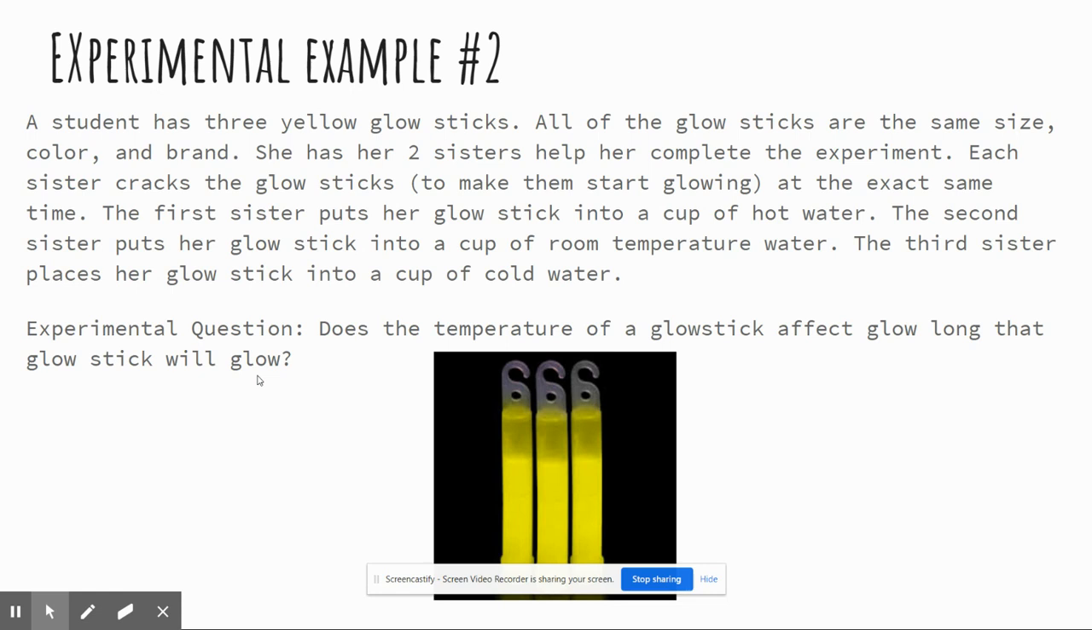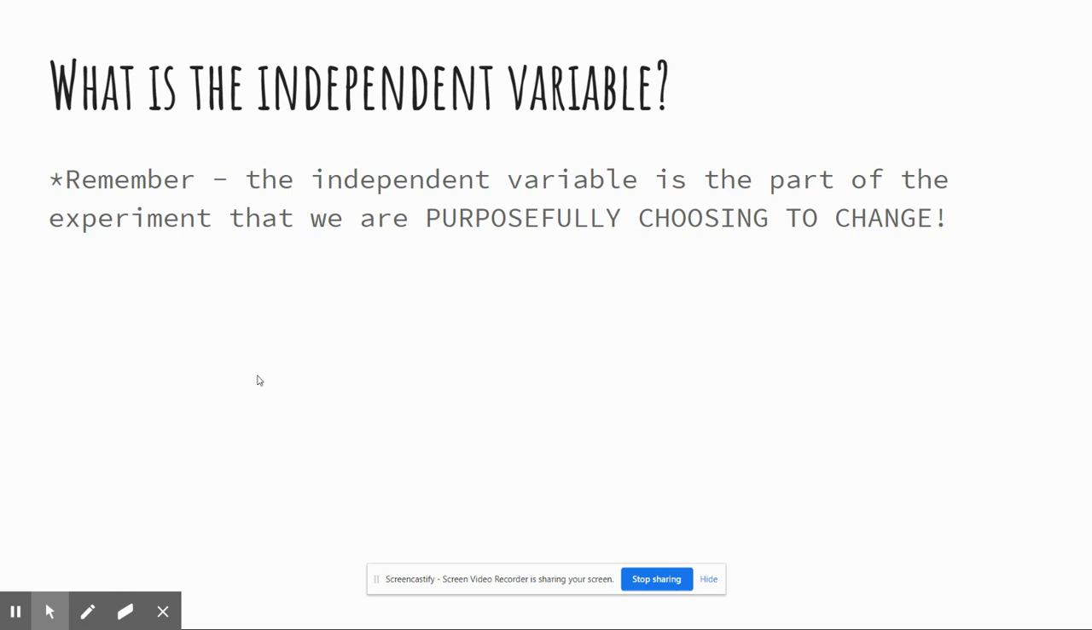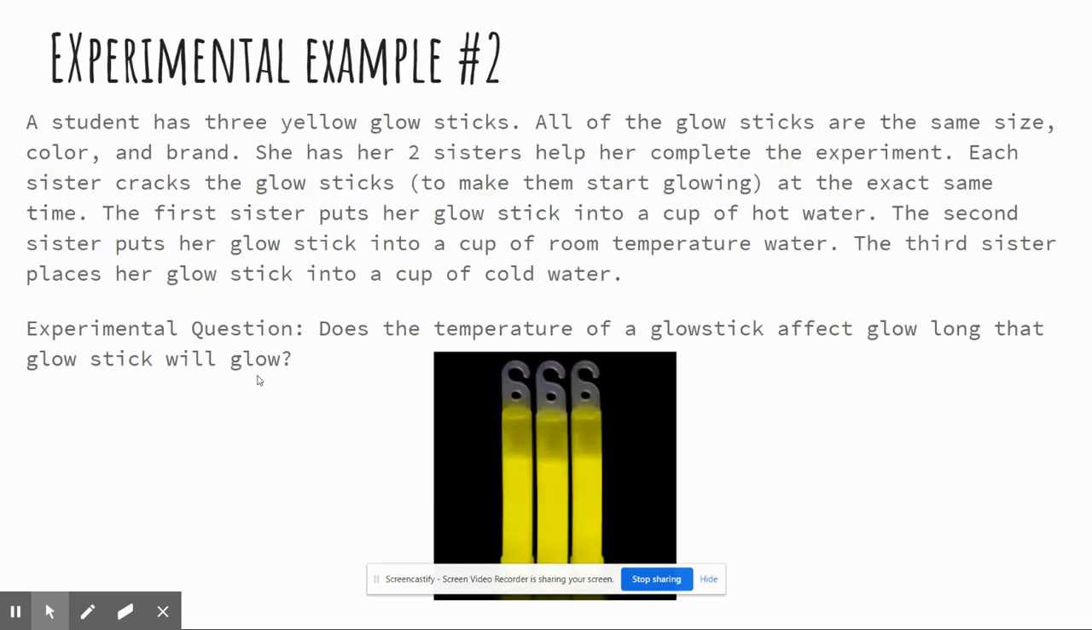And here's the question that we're trying to answer with this experiment. We are trying to figure out if the temperature of a glow stick affects how long that glow stick will glow. So first thing that we try to find is our independent variable. This, again, is the thing that we purposefully made different between the first glow stick, the second glow stick, and the third glow stick. So when we're talking about our 3 different glow sticks, we know that they were the same size, same color, same brand.